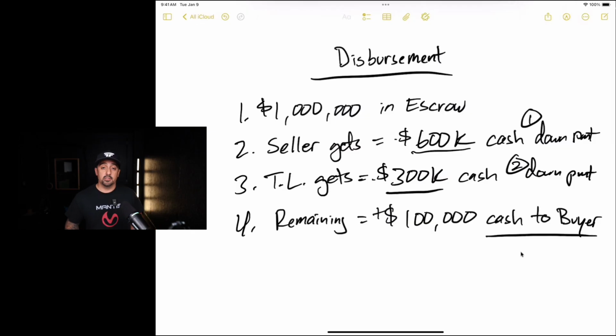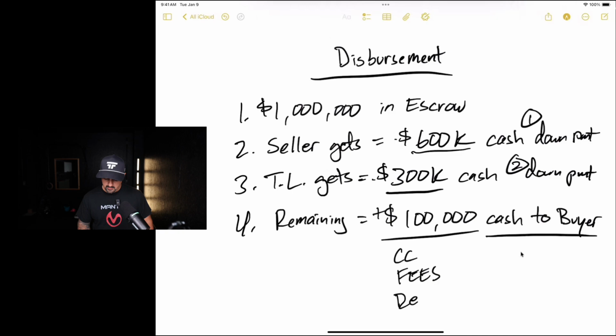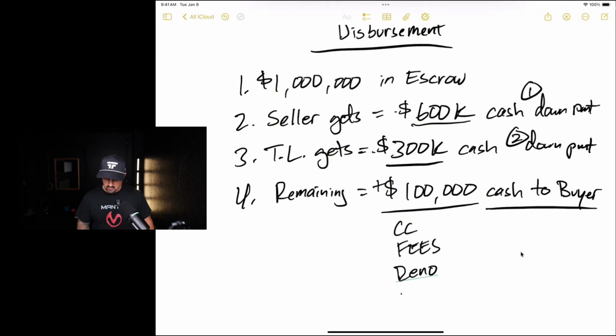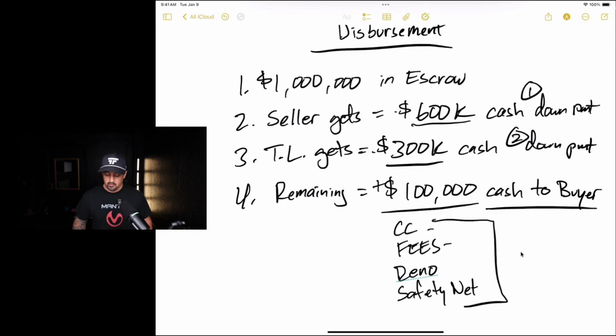Now, what is that cash usually used for? You can use this 100,000 for things like closing costs, fees, reno money, right? You can do a safety net budget, just in case things go wrong. So you can use that cash however you want. These closing costs and fees must get paid, right? That's part of that escrow process, so they can get paid. But once these are paid, the remaining amount goes in your pocket.